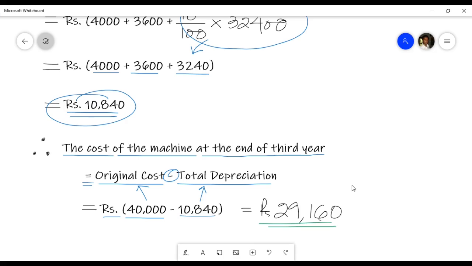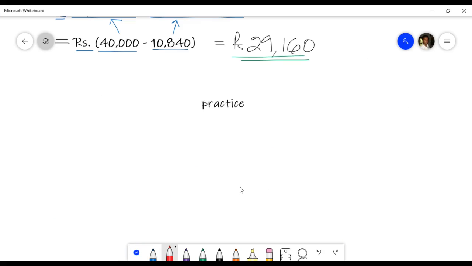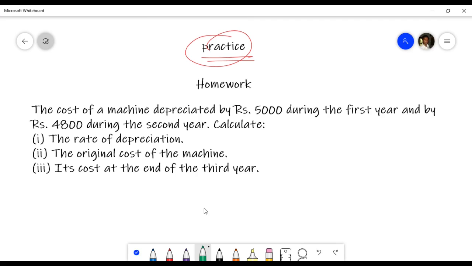You just go back through the video again to understand it. It's not very hard. You just have to spend some time to understand it. So the cost at the end of the third year, I will just write it here near the question, 29,160. So like I say, keep practicing, practice every day, because maths, you have to practice maths.